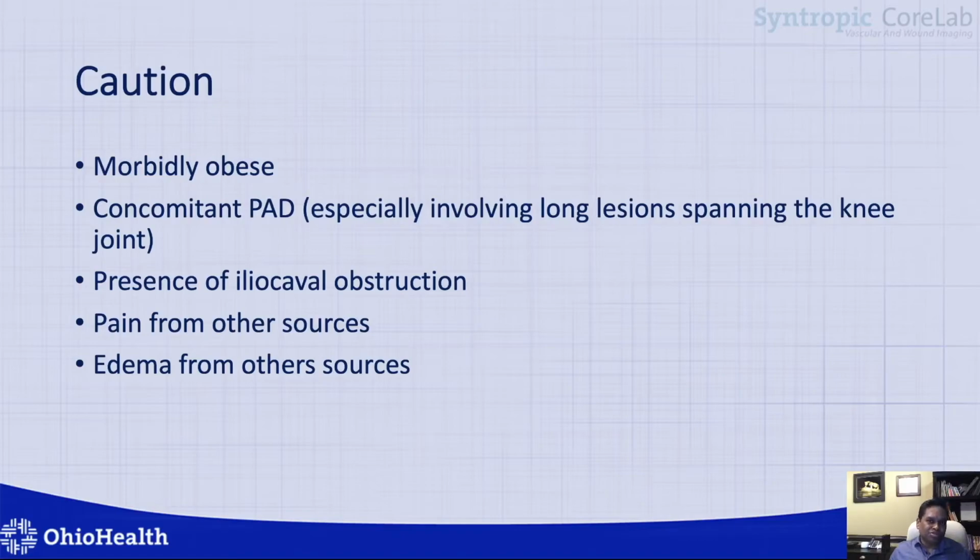Pain from other sources is also important, such as lumbar degenerative disc disease, complex regional pain syndrome, and all those types of things, which will not improve, if not get worse, especially with the multiple needle sticks that are required for tumescent-based techniques. Edema from other sources is very important.